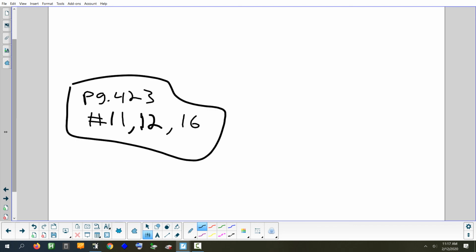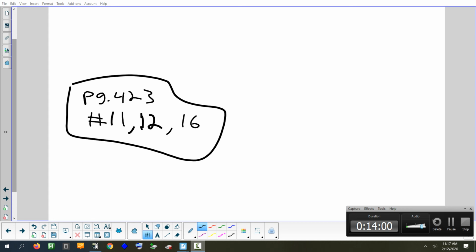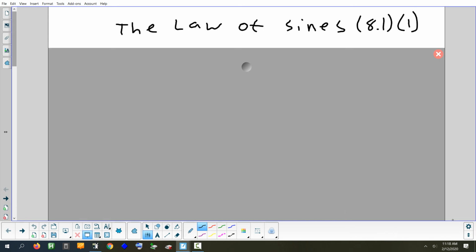Okay. So last thing we're going to look at, as I said, the easiest section for the week, is section 8.1. This also starts the last chapter of straight trigonometry. Let's take a look at 8.1. Okay, so section 8.1 is on what we call the law of sines. Anybody heard of that or used that before?